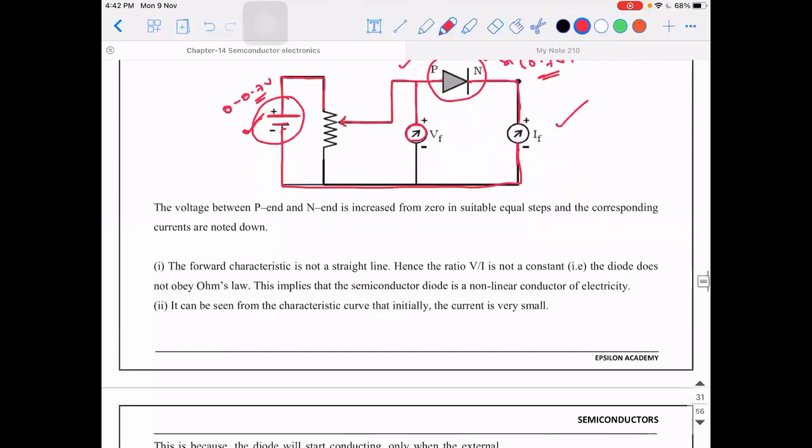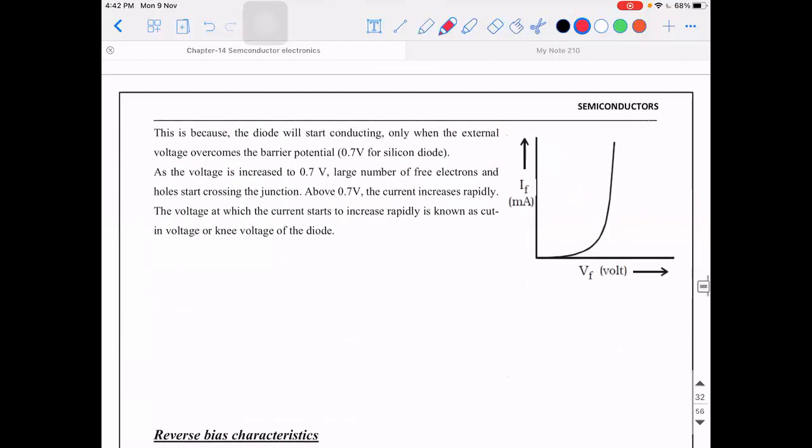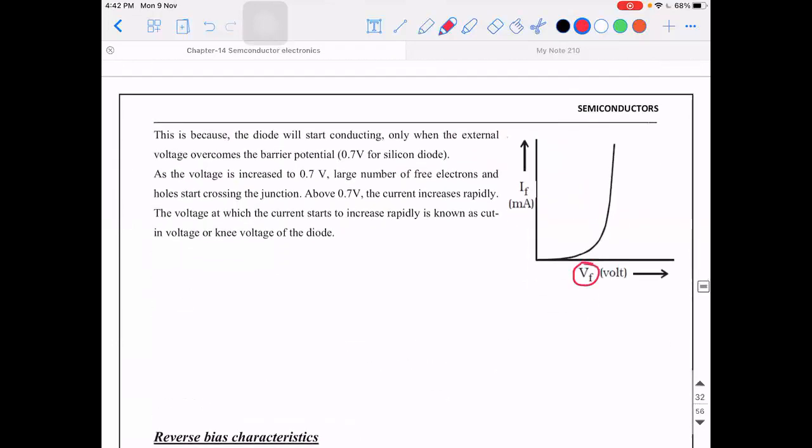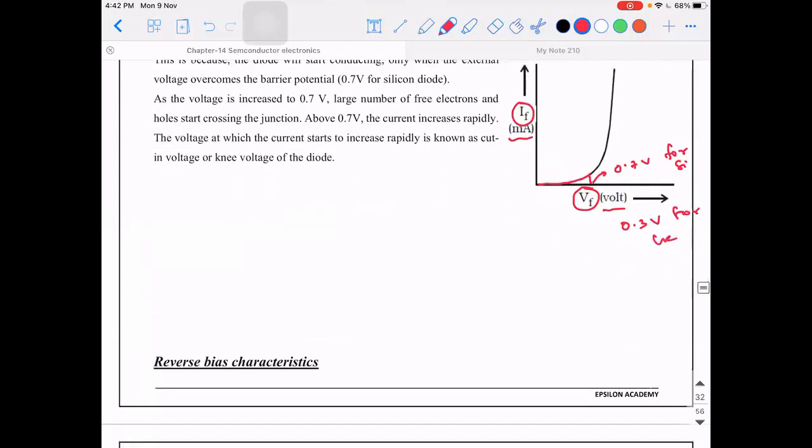So when you try to draw the characteristic, the VF stands for forward voltage, IF stands for forward current. Generally, forward current for a PN junction diode is in terms of milliampere, and potential is in terms of volt. So till you supply a potential of how much value, guys? 0.7 volt for silicon, or 0.3 volt for germanium. You can see that the value of current is very less. But after that, what will happen? There will be a sudden increase in the value of current.